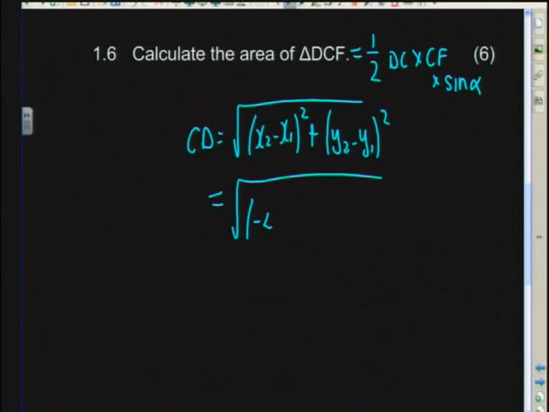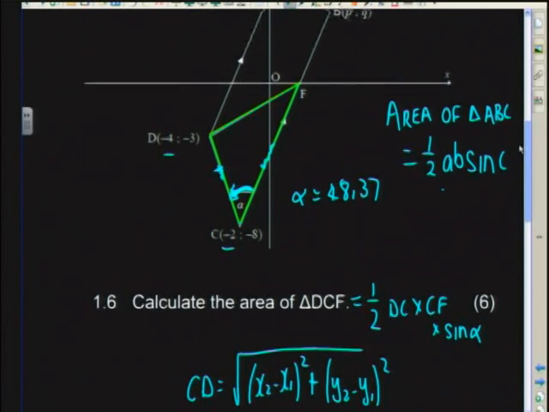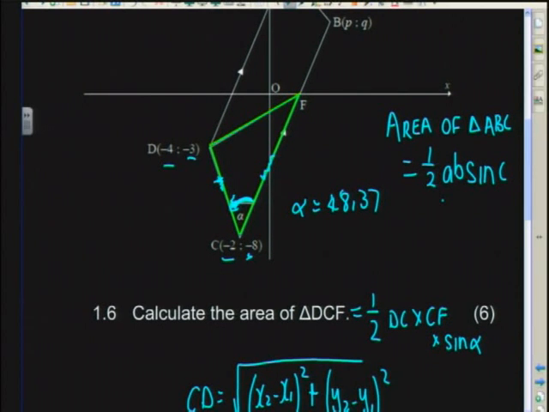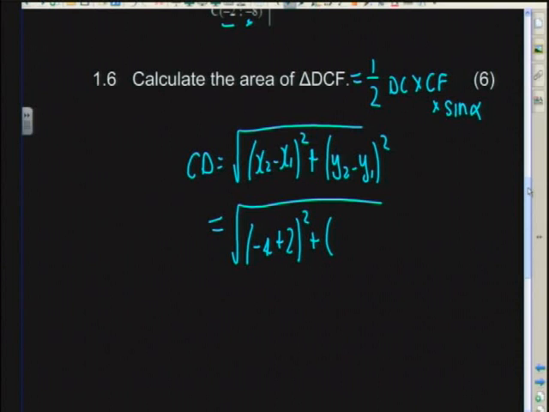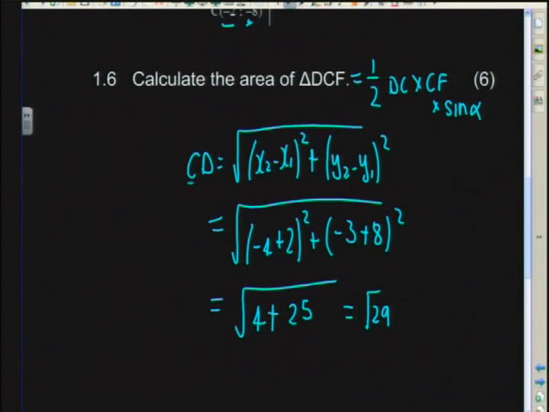So minus 4 minus minus 2, so it's going to become plus 2 squared, plus minus 3 minus minus 8. Now remember, when you're timesing a negative by a negative, it's going to become positive, so it's going to be negative 3 plus 8 squared. So that's going to give us 2 minus 4 is 2, 2 squared is 4, plus 8 minus 3, 5, 5 squared is 25. So we're going to get the square root of 29 as the length CD.